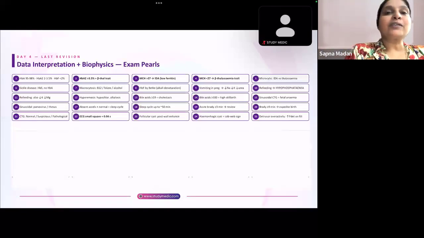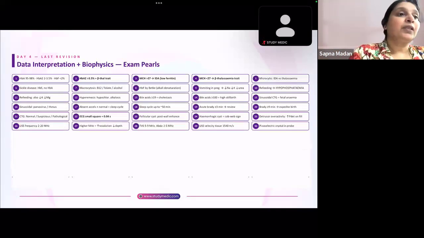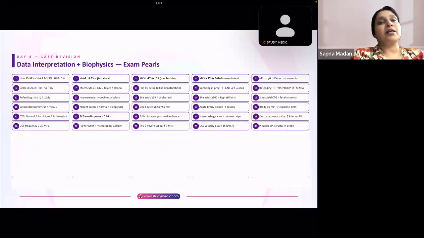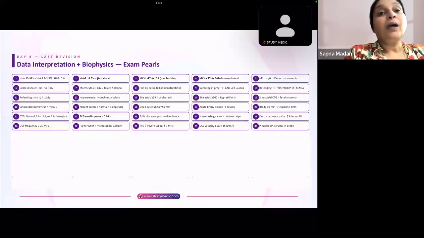Detrusor overactivity: there is increased detrusor pressure on filling. Ultrasound frequency is 2 to 20 megahertz. Higher the frequency, higher the resolution, but lower the penetration. TVS has 5 to 9 megahertz. Abdominal probe has 2 to 5 megahertz. Ultrasound velocity is around 1540.